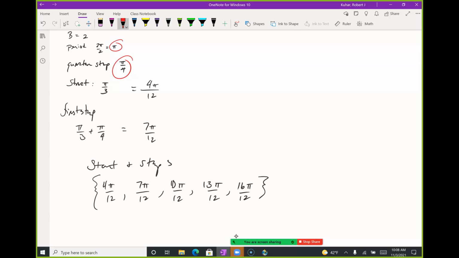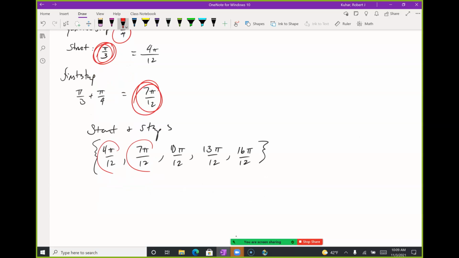How did you get 4 pi over 12? So I got my start at pi over 3, but once I took my first step, I was in the pi over 12 universe. So I want to get my start in that same language. I want my start to be in pi over 12s as well. So now that I have my start in pi over 12 and my first step in pi over 12, I can see the arithmetic sequence. I just have to add 3 pi every time. So I know I'm starting at 4 pi over 12, then to 7 pi over 12, then to 10 pi over 12, then to 13 pi over 12, and I end at 16 pi over 12.